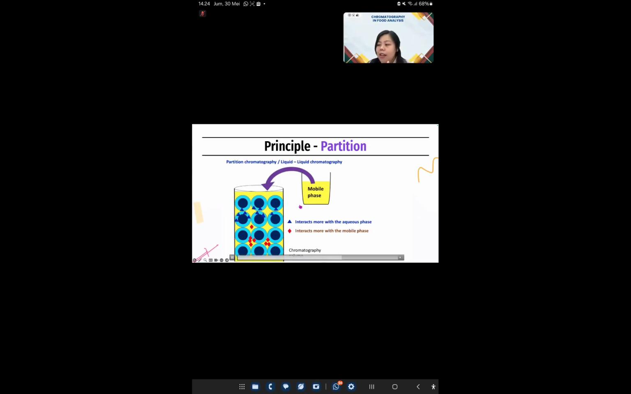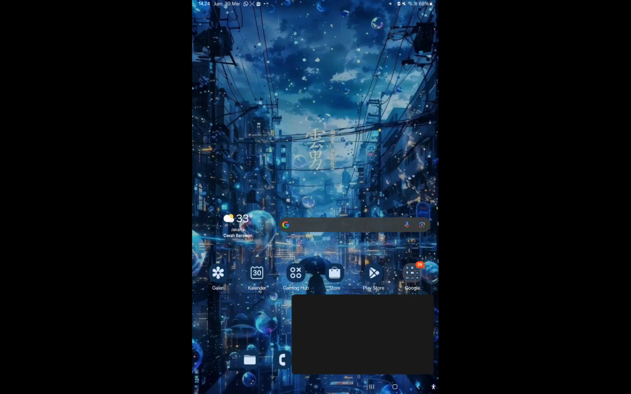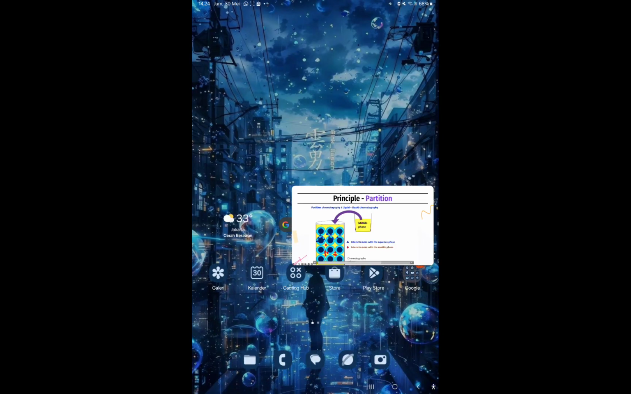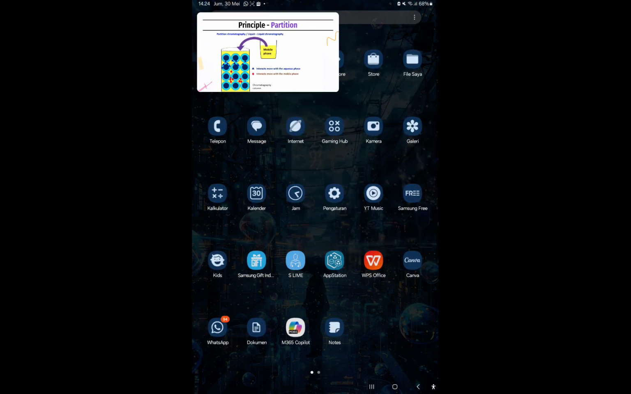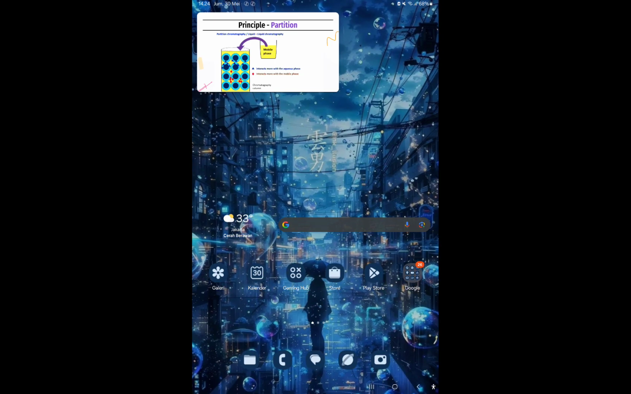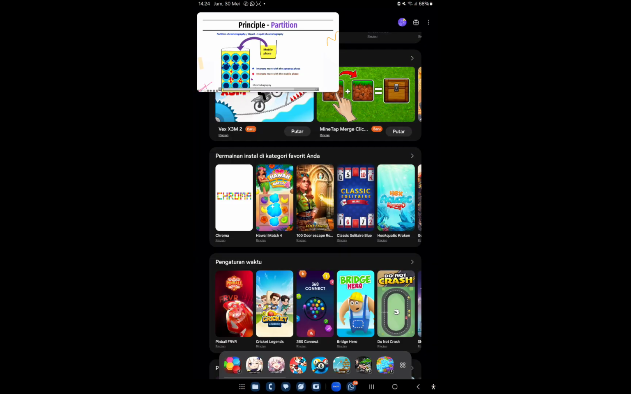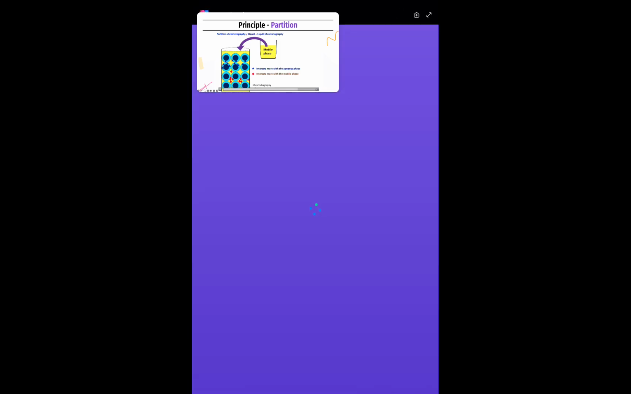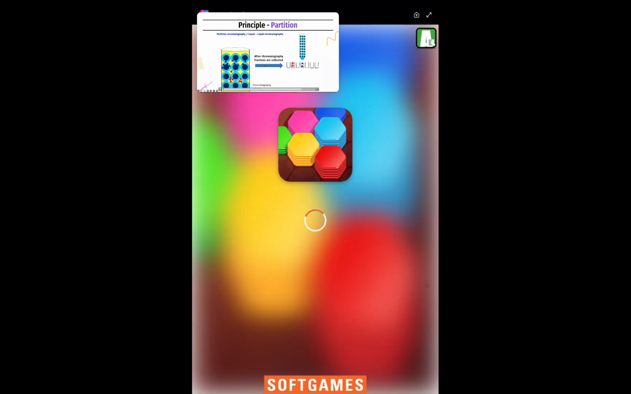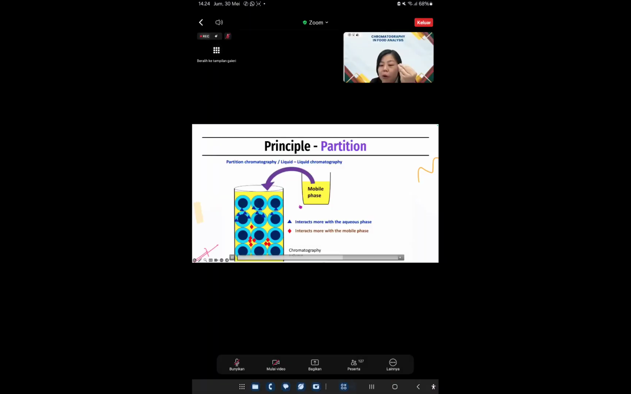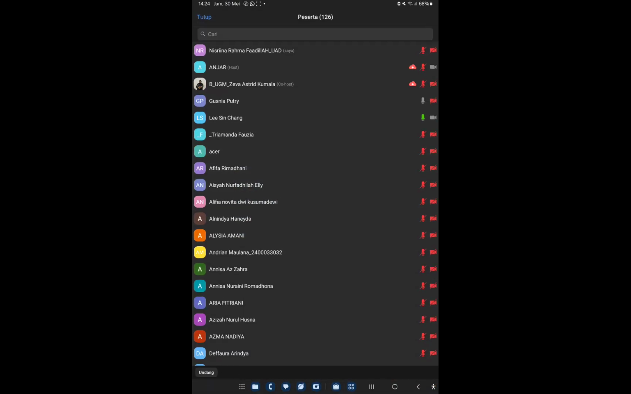So you know that the mobile phase plays a very important role. If your mobile phase is polar, then the compound that comes out first is polar. If your mobile phase is non-polar, then the compound that comes out first is non-polar. So this is what is so-called partition. After you have done the separation, you can actually collect the fractions. This is called a fraction, and the fraction depends on the time.